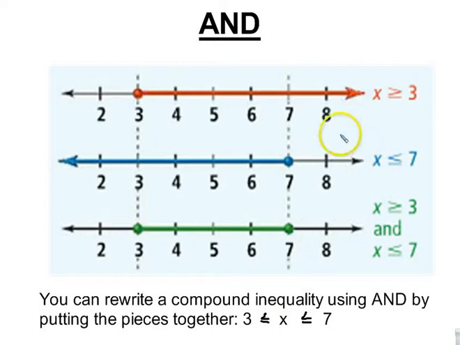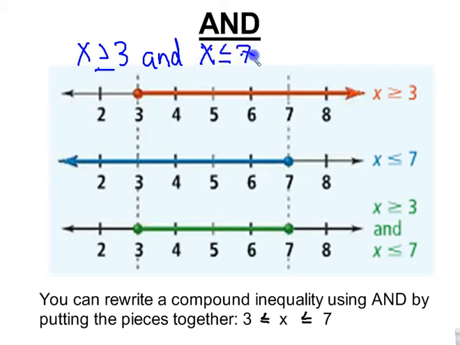Okay? The word and. So we're comparing this. We have x is greater than or equal to 3, and x is less than or equal to 7. So what we're looking for is the answers that make both inequalities true. We want to find the numbers that make both of them true.